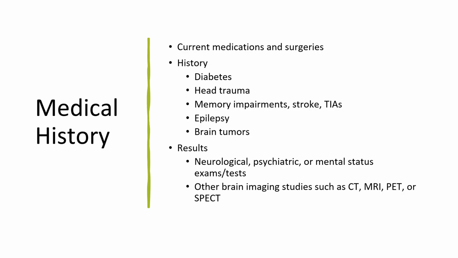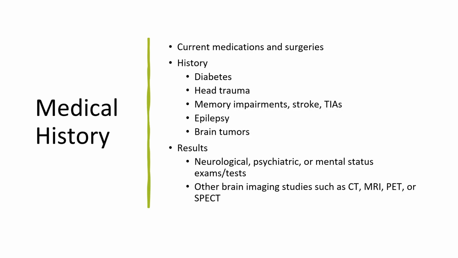anything that would affect their brain at all or cause trauma, bruising, bleeding, anything like that within the brain. And then results of any neurologic, psychiatric, or mental status test, because patients who have certain psychiatric disorders or their mental status is compromised, like they have depression or something like that, even anxiety, that can show up on the FDG test as well.